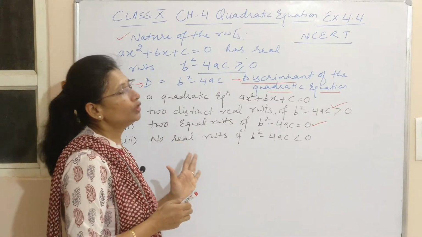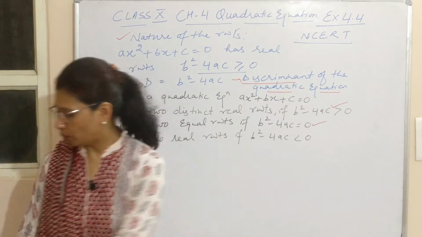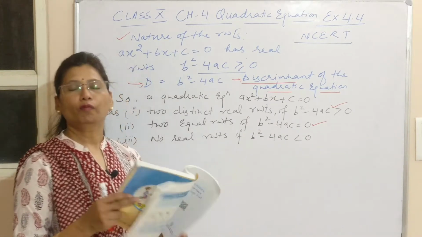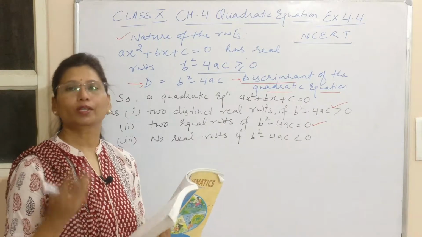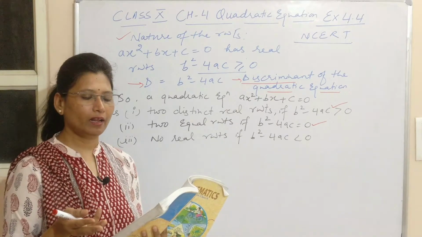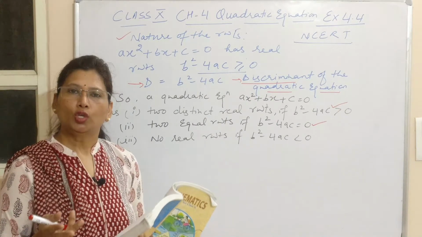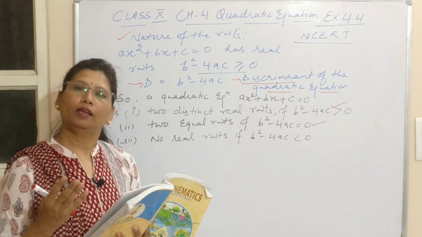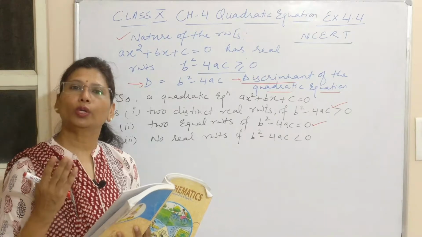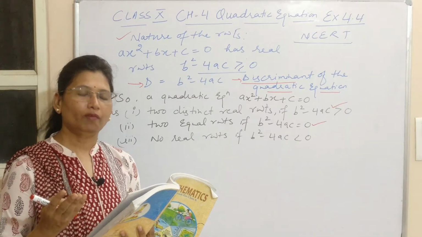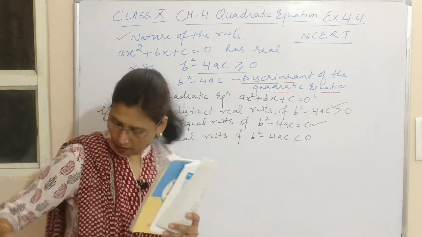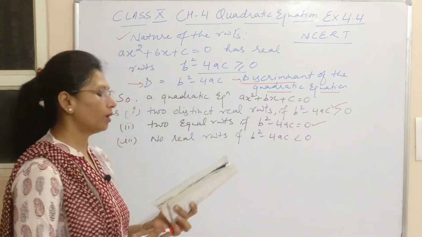So I'll take questions based on this particular topic, starting with question number 1. In question number 1, we have 3 parts where we have to decide the nature of the roots, and if real roots exist, find them. First we'll find the value of d, and if d is equal to 0 or d is greater than 0, then we'll find out the real roots. So I'm taking part 1.